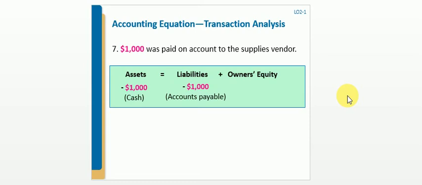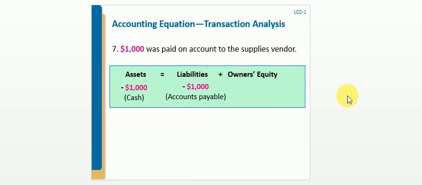Accounting equation transaction 7. $1,000 was paid on account to the supplies vendor. It means that the person or the business from whom you purchased the supplies, vendor meaning the seller, the supplier, the provider of the supplies.